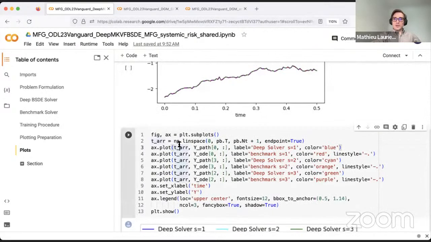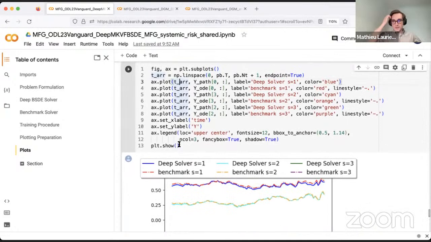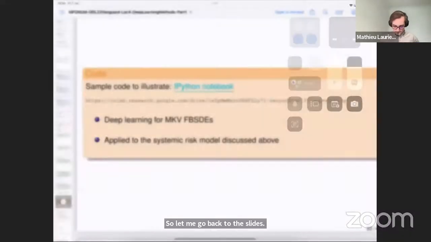So I don't know if there are any questions on this deep BSDE approach. So I will take this as a no question, but otherwise feel free to post them in the chat and I will answer as soon as possible. So let me go back to the slides here.